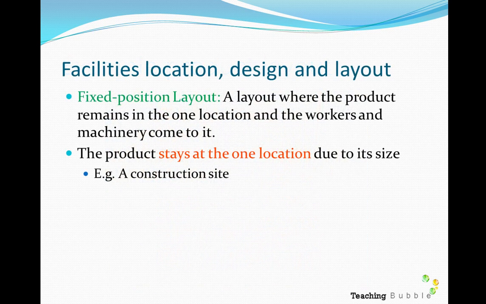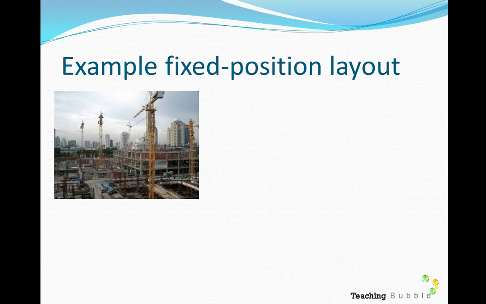Our final layout is the fixed position layout, and this is where the product remains in one location and all the workers and all the machinery actually come to the product. The reason for that is normally because of size. So the example there is a construction site. Some examples: construction of a building. Obviously it's not going to move around because it's too large, so all the workers and all the machines and materials actually come to it because of its size. So that's a fixed position layout.